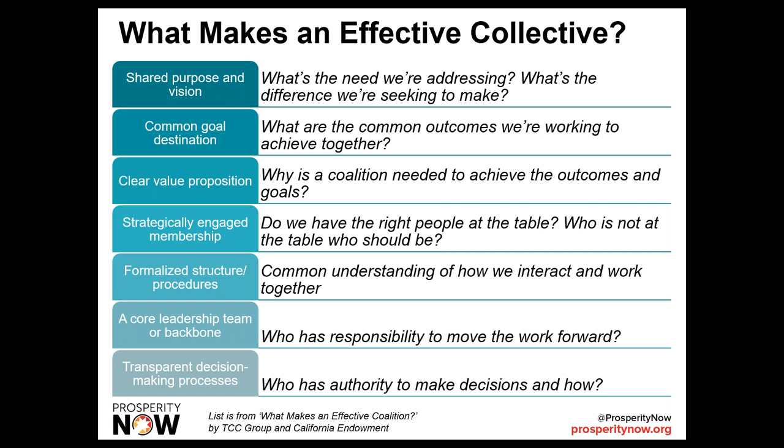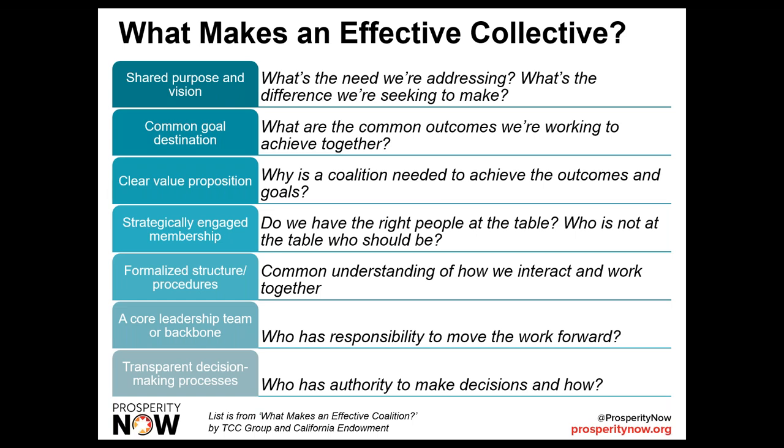Having a strategically engaged membership. So asking yourself when you're coming together, do we have the right people at the table? Another important question to step back and ask is, who is not at the table, who should be? When we're thinking about the community perspective and we're raising these issues, are there certain areas of expertise, lived experiences, community members, neighborhoods, representatives, or power, think about influence, whatever it is that you might need, asking yourself, who is at the table currently? Are these the right people? And who is not at the table, who should be?